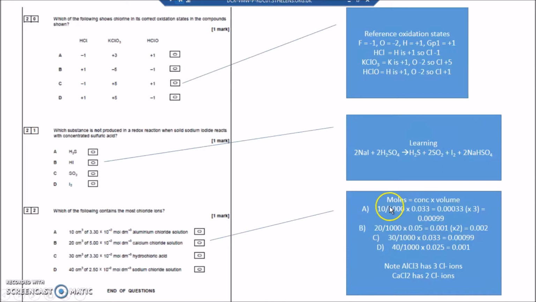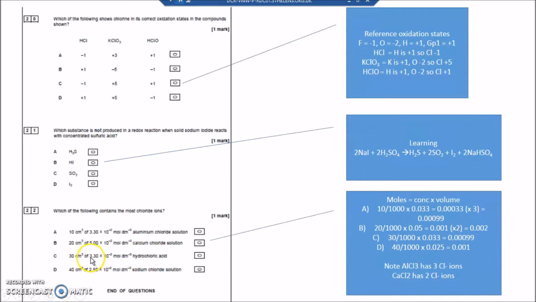So the number of moles is the concentration that we've got here, 3.3 times 10 to the minus 2, or 0.033. You've got to divide the 10 centimeter cube by 1000 to get it into decimeter cube, multiply the two together and I get 0.00033. I'll come to the multiply by 3 in a minute. You do the same for all of the others, so 20 divided by 1000 to get that into decimeter cube, multiplied by the concentration gives the number of moles. I'll come to the multiplied by 2 in a minute.